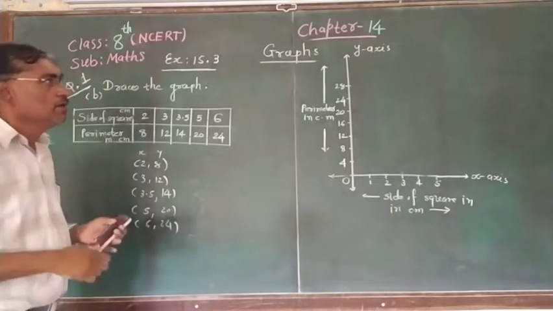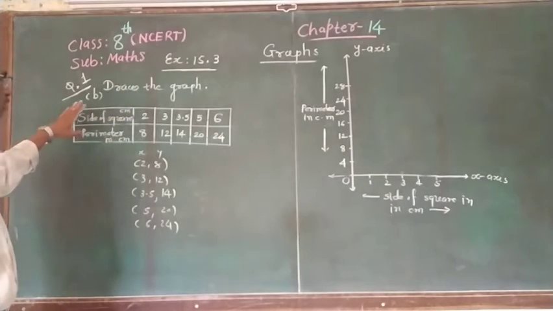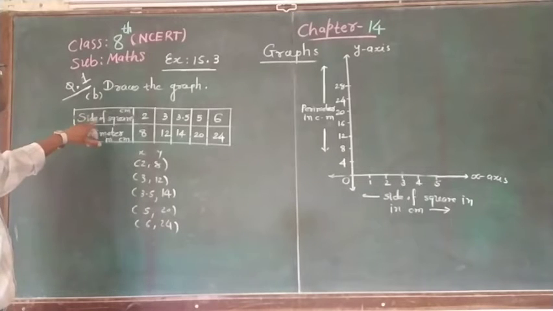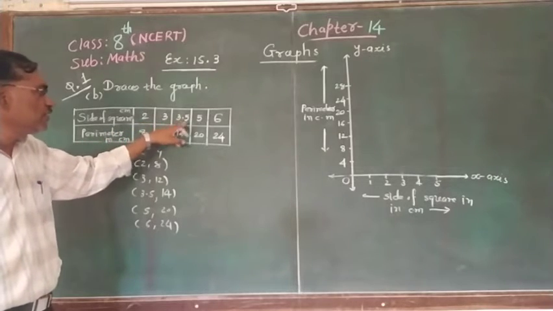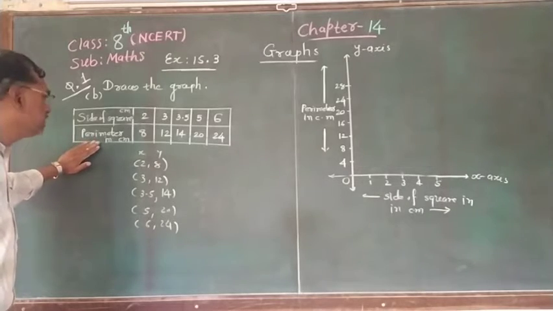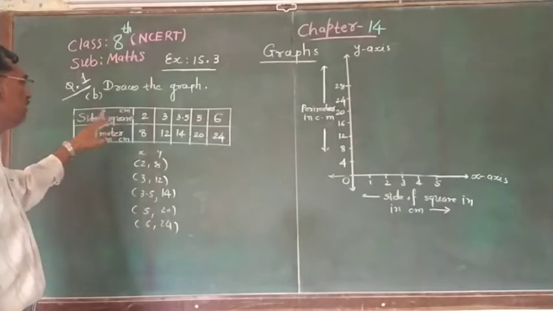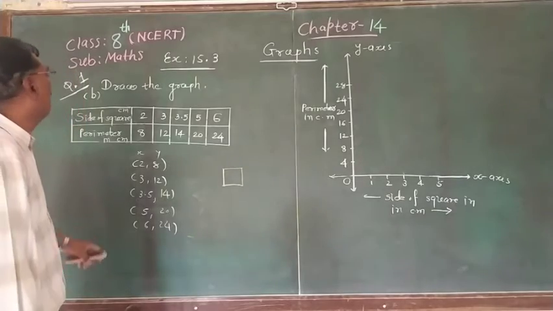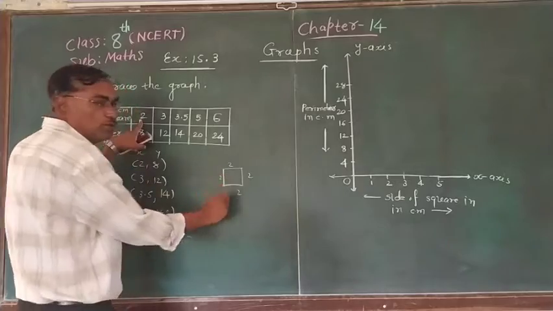Okay, here we draw the graph of the given information, the given table. The side of the square is given as 2 cm, 3 cm, 3.5 cm, 5 cm, 6 cm, and the perimeter in centimeters is 8, 12, 14, 20 and 24. What is given here? A square. And the side is 2, so all the sides will be 2.